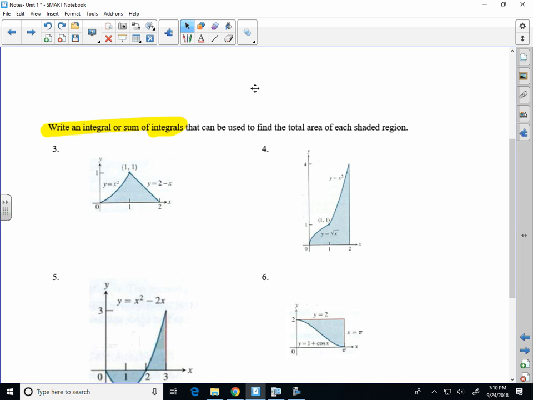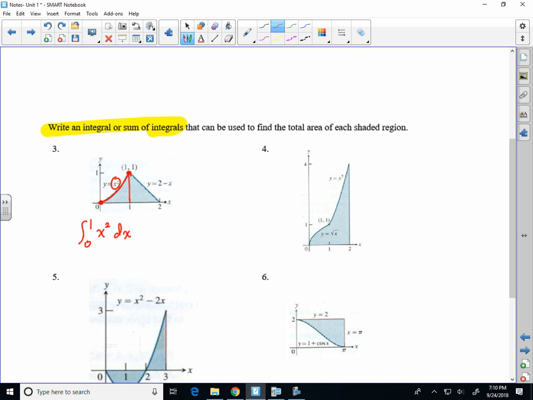If it's completely above the x-axis, you have no adjustments to make. Really, it's just a matter of what is the integral. You don't have to worry about absolute values or anything like that. So in the case of number one, the only concern would be the change in function. On the interval of 0 to 1, we're working with the function y equals x squared. So this integral will give us this area.